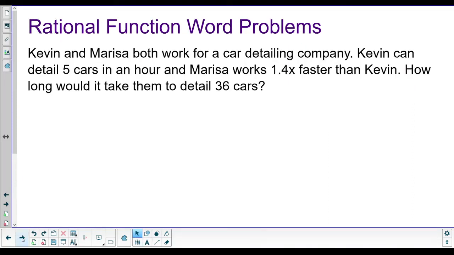I know. Now we're at the dreaded word problem. Ooh, that was my water bottle. Don't mind that one. Sorry. I was a bit parched.